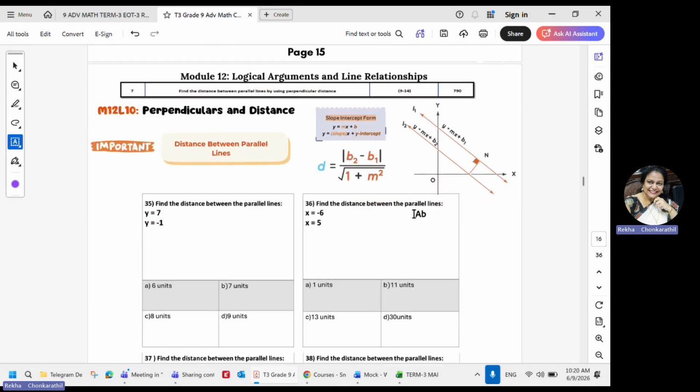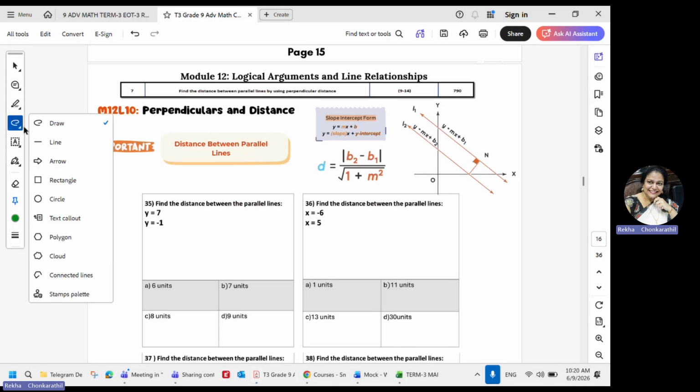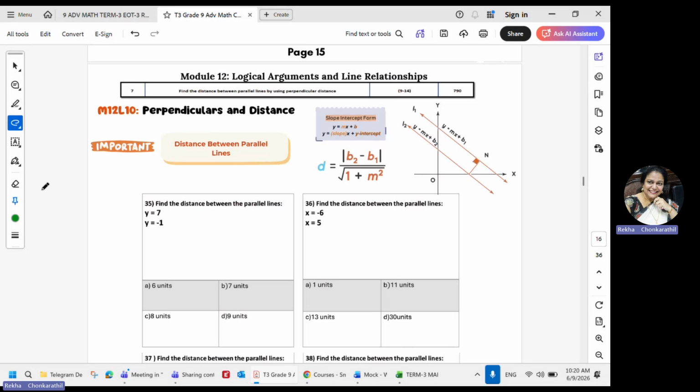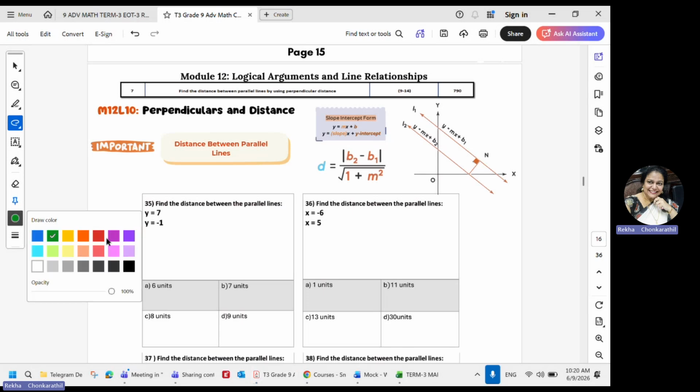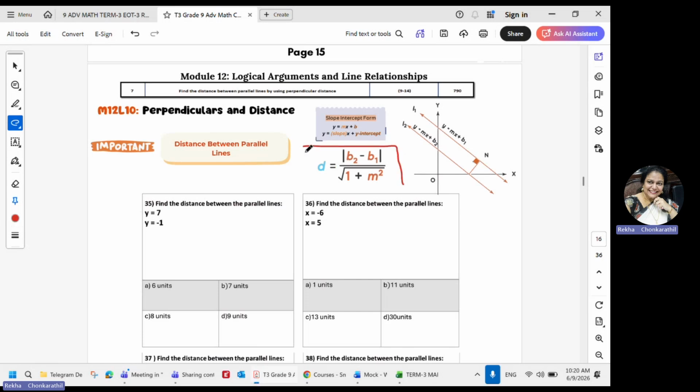Next, we have distance between two parallel lines. Module 12, lesson 10. There were 4 steps and 3 steps to find these distances, but here we have a simple formula for you to find the distance between parallel lines. Please remember this formula and use it when you have questions based on distance between two parallel lines. Now, the distance between two parallel lines formula, shorter version is this.